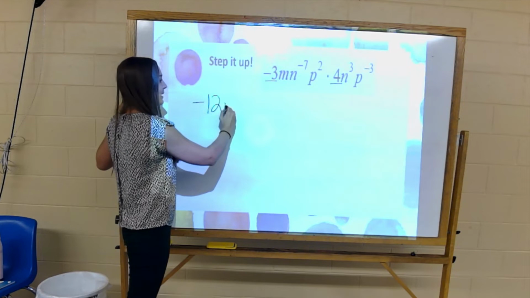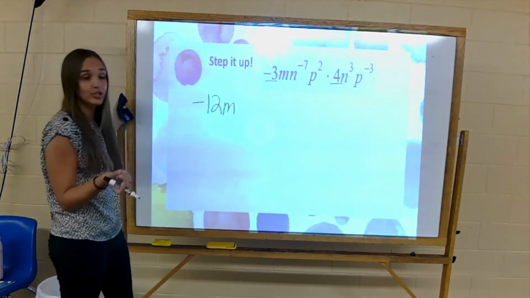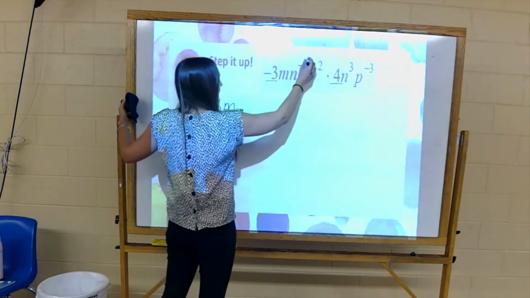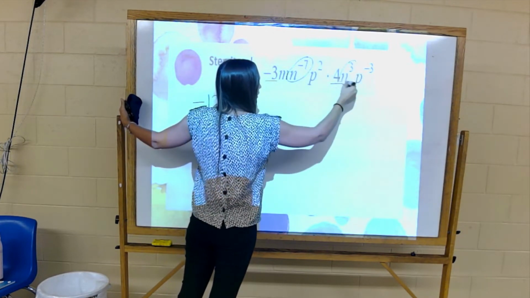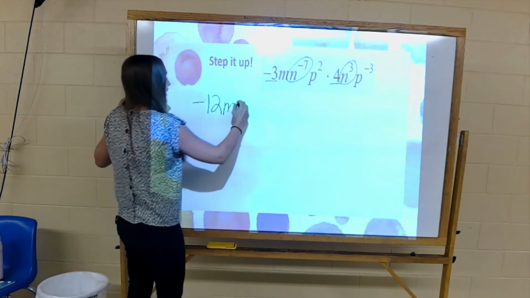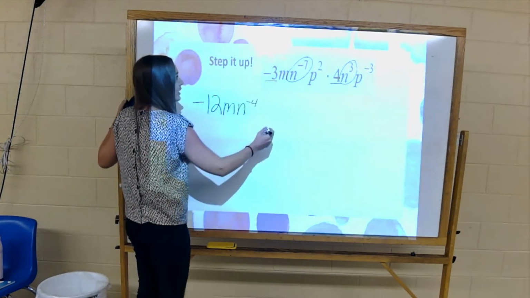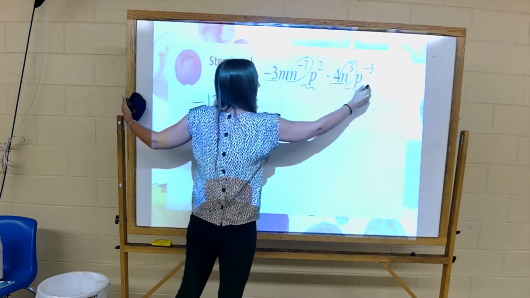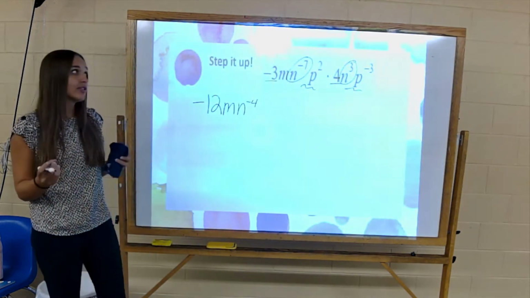m is just going to stay by itself because there's no other m in the other term. We have n to the negative 7th and n to the 3rd. Negative 7 plus 3 gives me negative 4. So I have n to the negative 4th power. And then I have a p squared and p to the negative 3rd, excuse me.